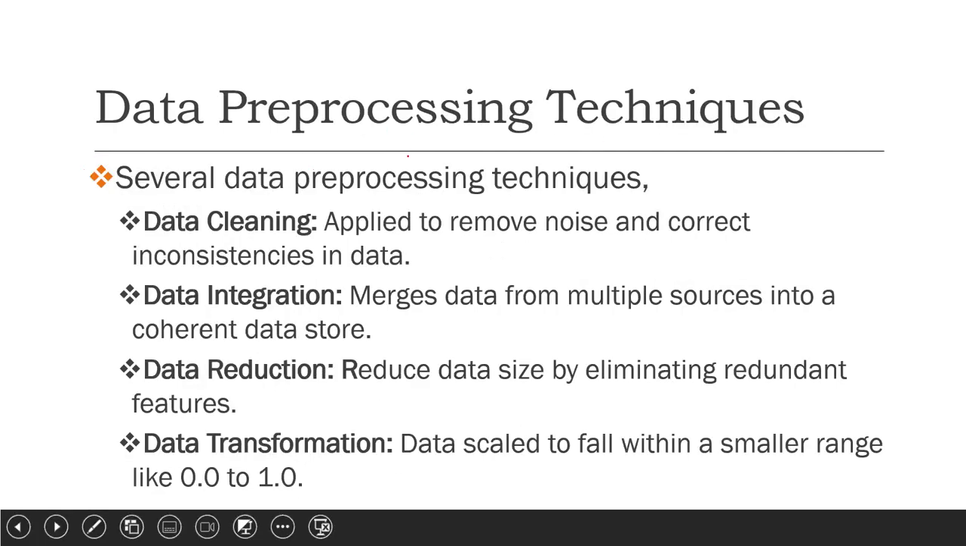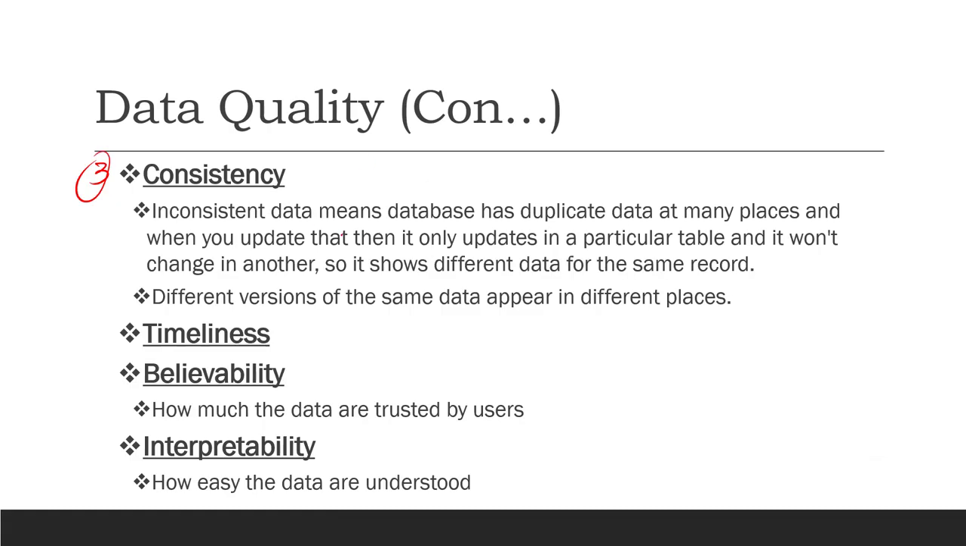Yeah, inconsistency. Correct the inconsistency in your data, in the data cleaning. Consistency means you have unique values, there are no duplicate values. If you have any duplicate values, that also impacts the consistency of your data quality. Data quality we can measure with the help of consistency, accuracy and completeness.